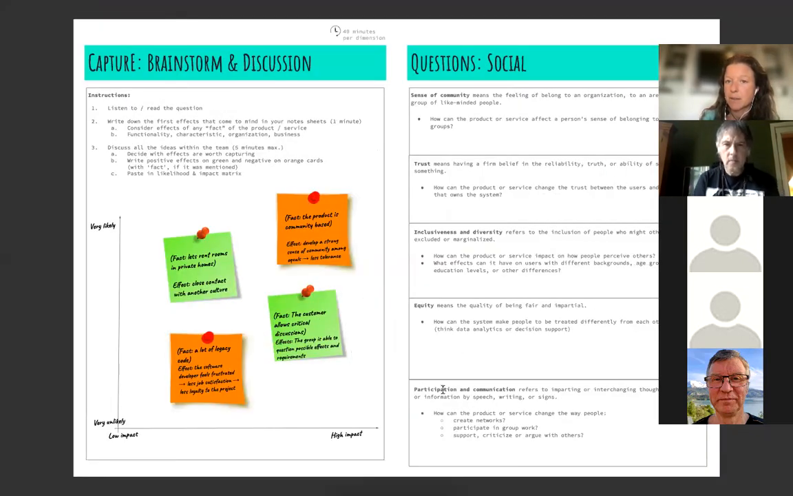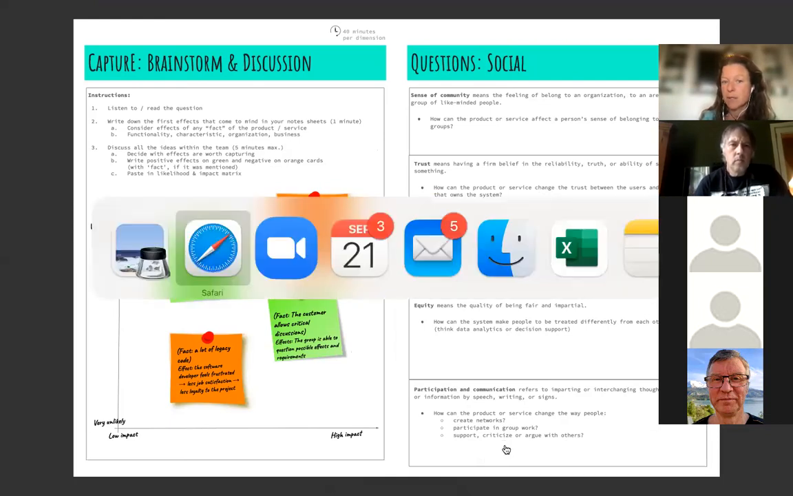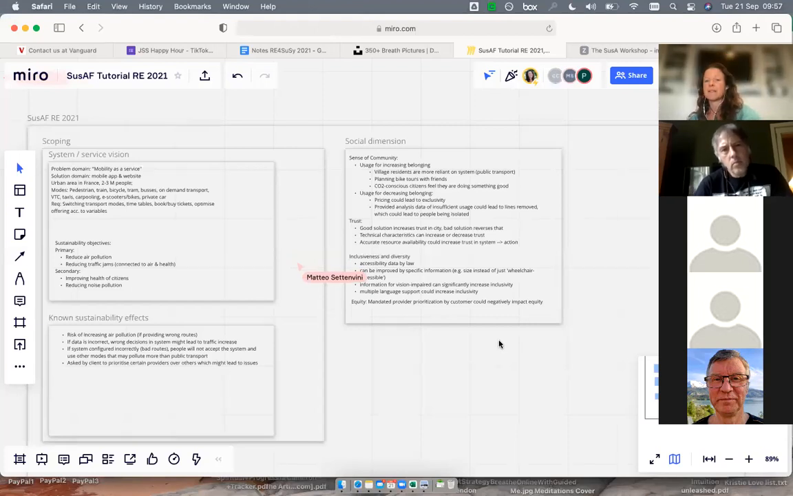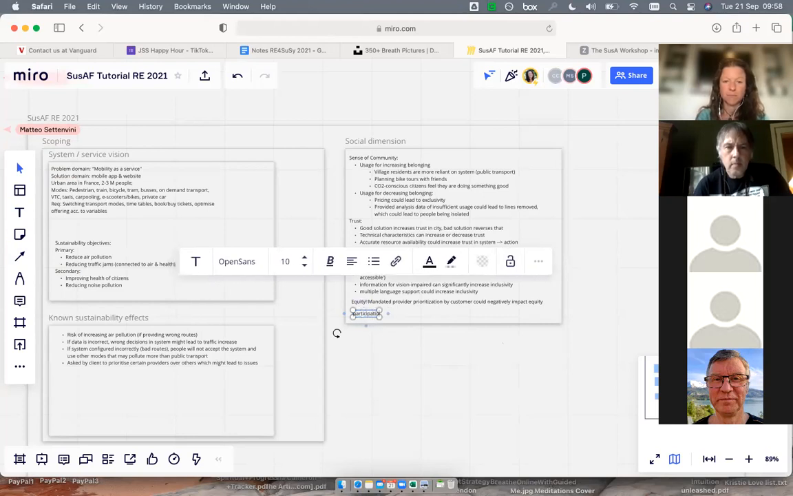And then last but not least, in the social one, participation and communication. Could this product change the way people create networks, how they participate in group work, how they support each other or criticize? Are there communication channels that the system provides to allow for feedback? It's a bit outside of the scope, I guess, but the hypervisor is supposed to also create a unique, unified point for feedback and complaints.